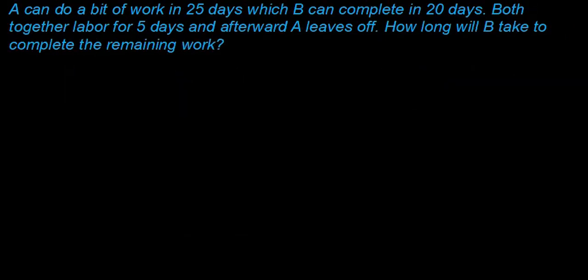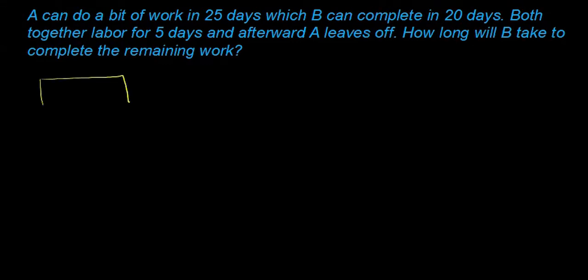A can do a piece of work in 25 days, which B can complete in 20 days. Both work together for 5 days, and afterwards A leaves off. How long will B take to complete the remaining work? Okay, so let's take an example to solve this. Let's say there's a wall and A and B want to paint it.